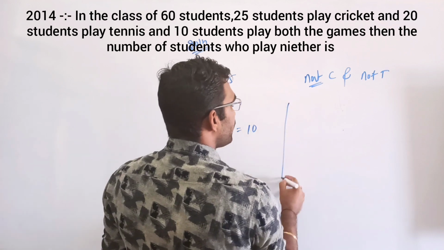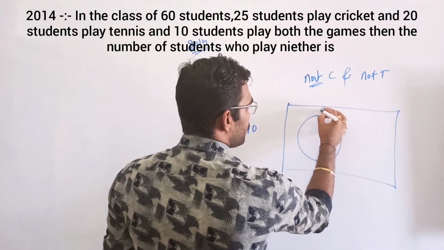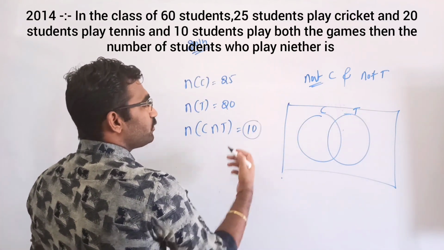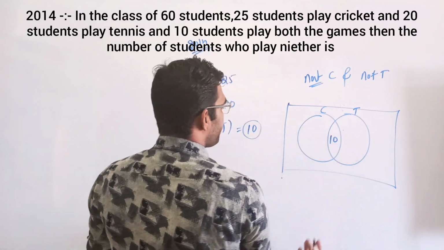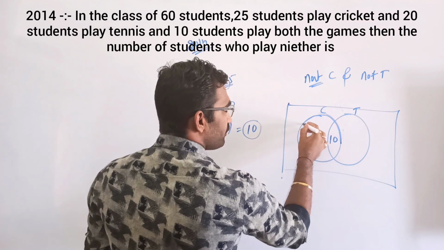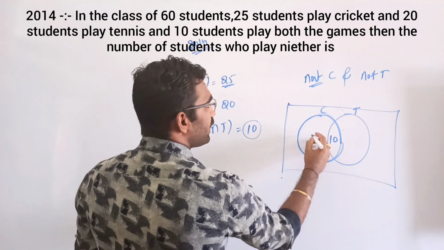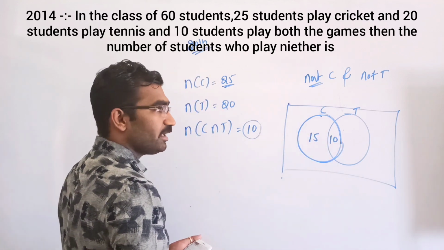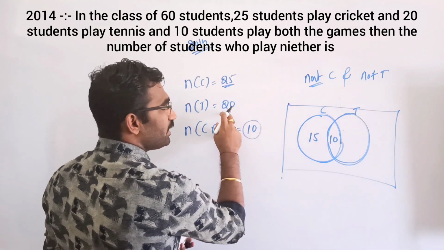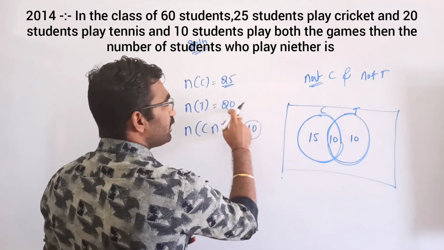For this question again I am going to take a Venn diagram. This is the set of cricket people, and this is the set of tennis people. How many play both? There are already 10 here. In the cricket circle there should be 25 students in total. Already I have written 10 here, so 15 are remaining. In the tennis set there should be 20, already 10, so 10 more. Therefore 10 plus 10 is 20 in T.